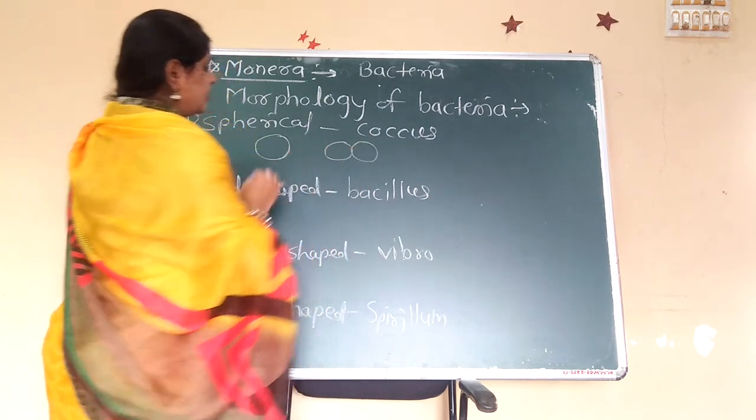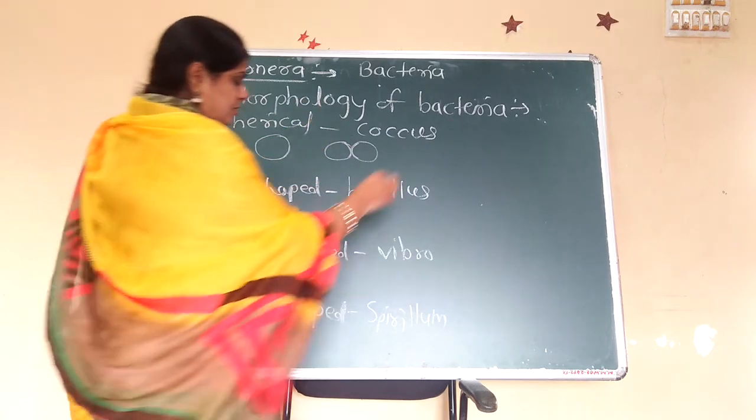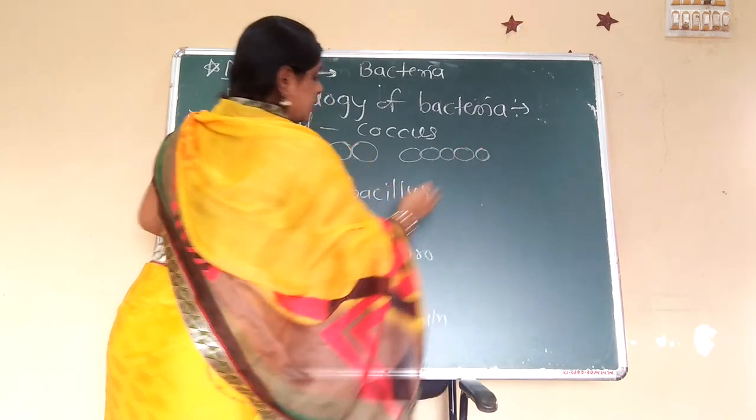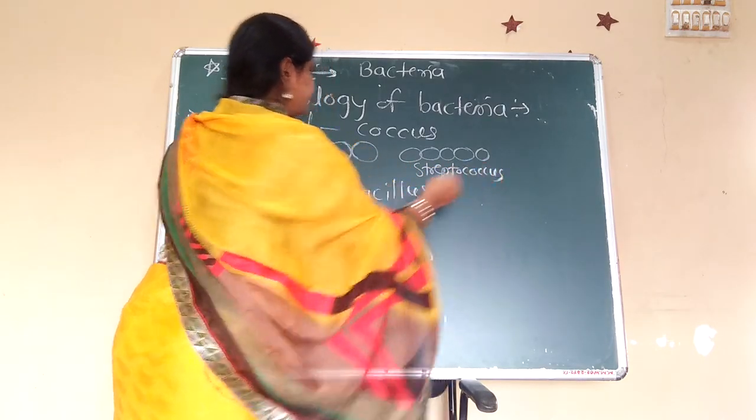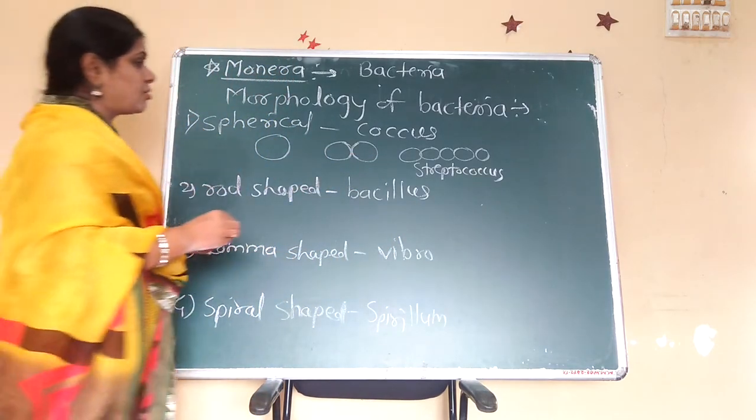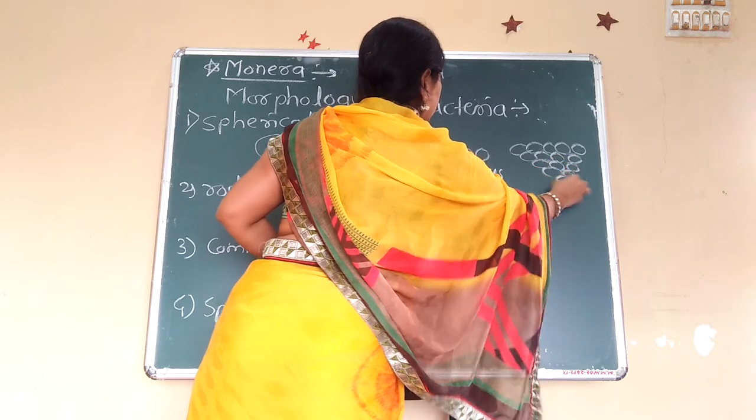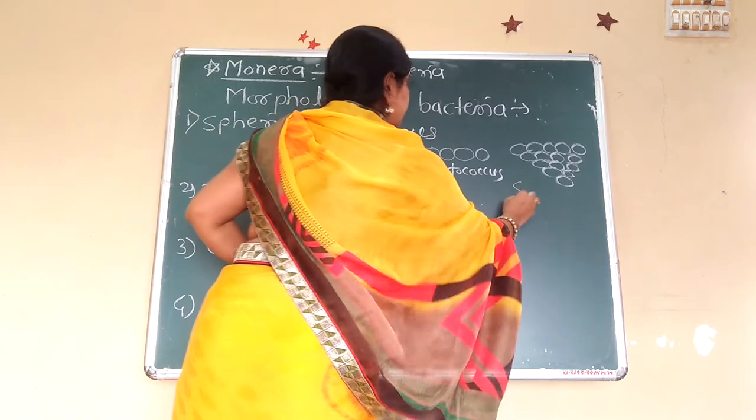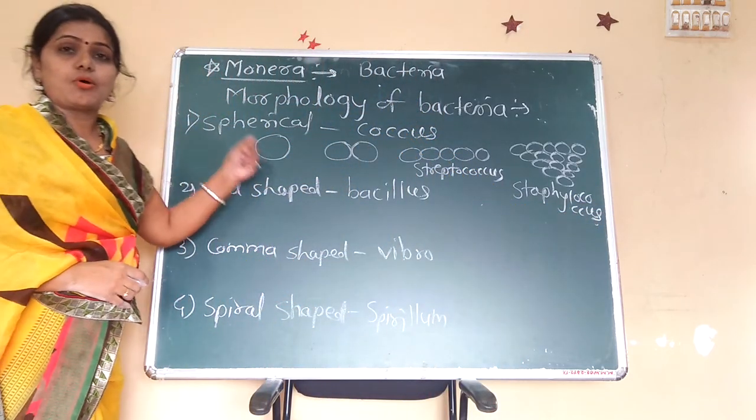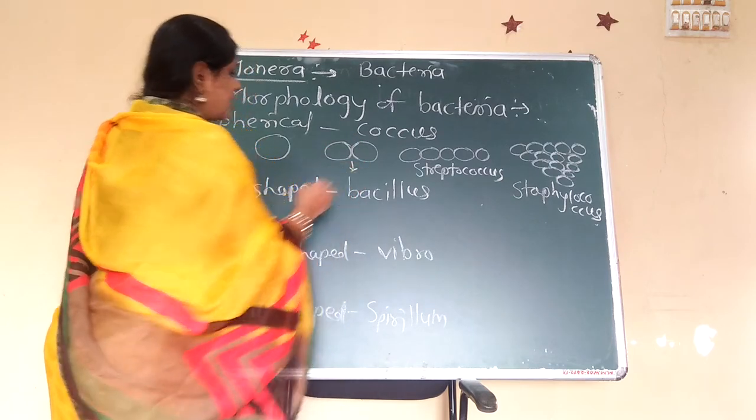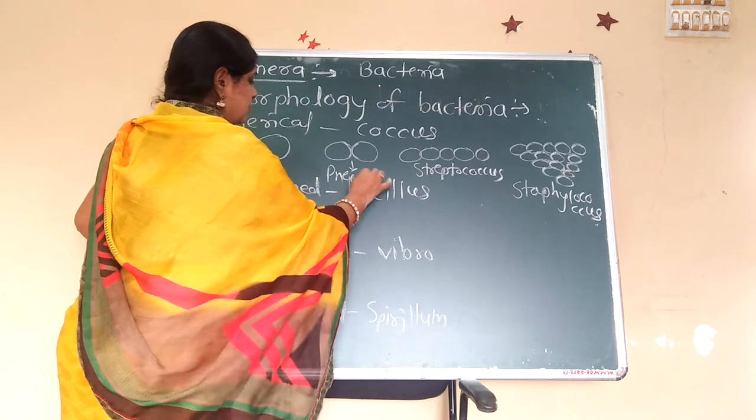When two cocci are present together, that is called diplococcus. When they are present in a chain, that is called streptococcus. When they are situated in a cluster, like this, this is called staphylococcus. And these coccus bacteria cause pneumonia. The diplococcus bacteria cause the disease called pneumonia.